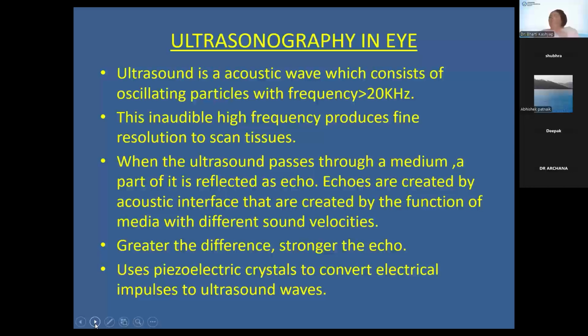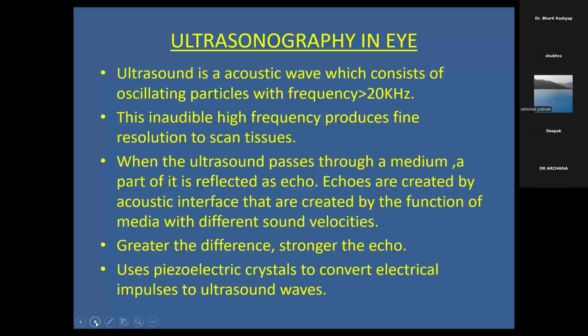It's an acoustic wave consisting of oscillating particles with a frequency of more than 20 kilohertz. These are inaudible high frequency waves, but they help in the resolution of the scanned tissue, because with high frequency they have a low wavelength and very high resolution, which helps in giving a proper image. When they pass through a medium, part of it is reflected as echoes, and acoustic interfaces are created by the junction of media with different sound velocities. When the difference is too high, we get a stronger echo.